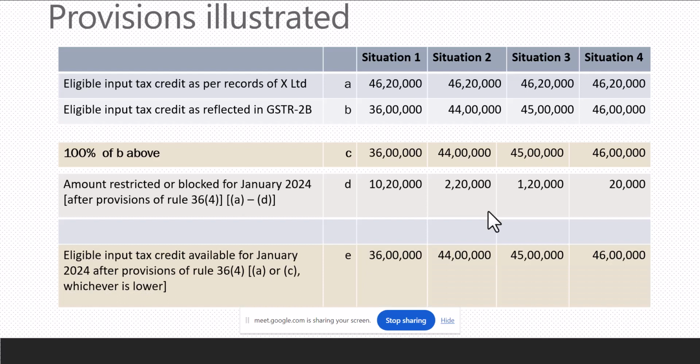What is the total eligible input tax credit available for January? 36 lakh, 44 lakhs, 45 lakhs, and 46 lakhs. So that means this amount, which is mentioned in row D, is not eligible for this month. Is that okay? Yes.